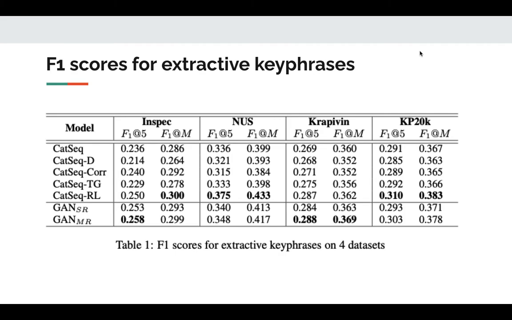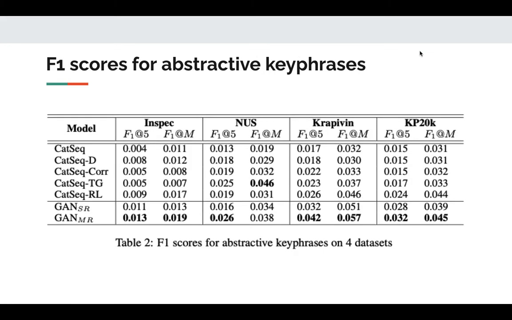In some datasets, especially in NUS and KP20K, MLE models outperform our GAN model in generating extractive key phrases, but in the other datasets, the GAN model outperforms the MLE models. Now let us have a look at the F1 scores for abstractive key phrases. In most datasets, our GAN model outperforms state-of-the-art MLE models in generating abstractive key phrases.